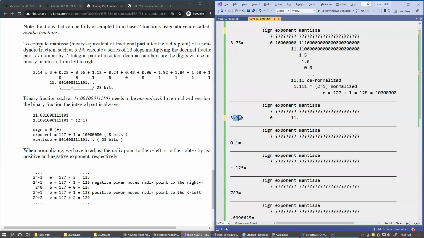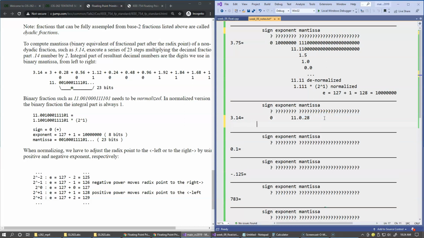Next, we take the decimal fractional part and multiply it by 2, and then we write it down just below the first mantissa bit. So this will be 0.28. Next, we take the fractional part again and multiply it by 2 and write down the result, aligning it with the next bit in mantissa positions.